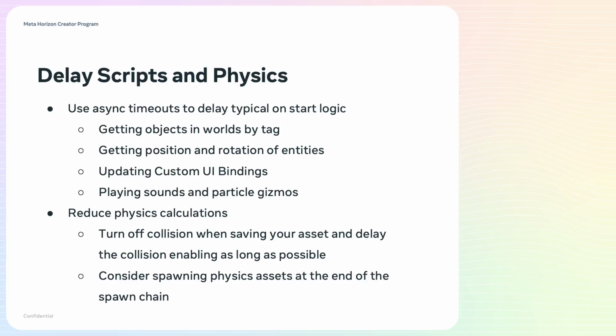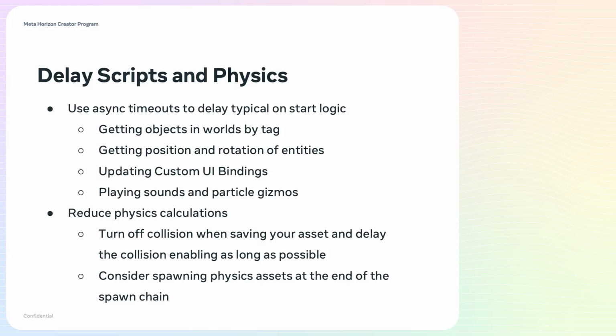So one more thing you can do: reduce physics calculations. When you're saving your assets, turning off the collision is ideal, right? When that object spawns, then it's not part of the physics calculations; it's just ignored. And then you'll turn it on when you need it, right? So similar to the scripts being delayed, collision being delayed as well is another great way to avoid the impacts of spawning.